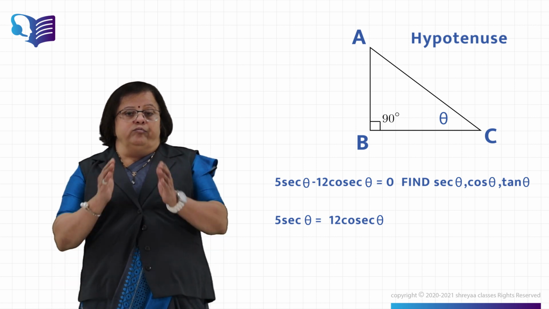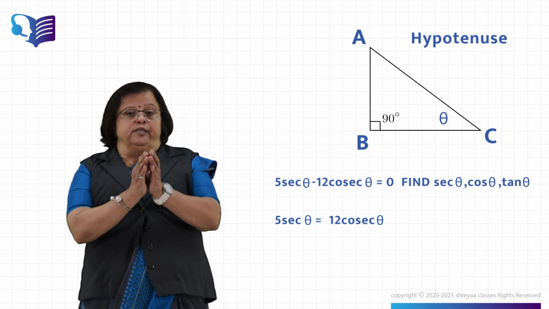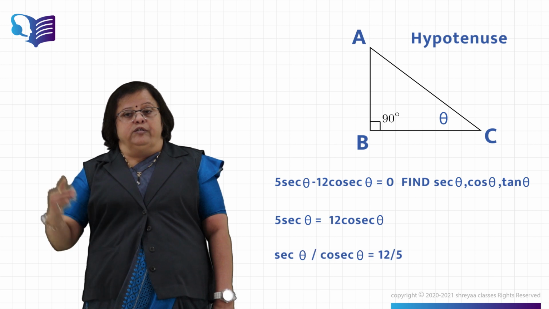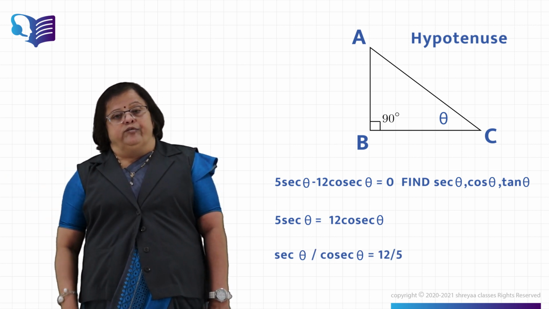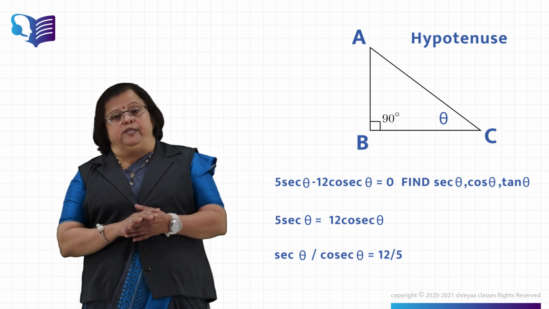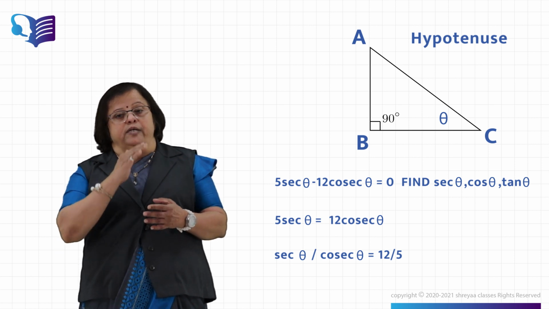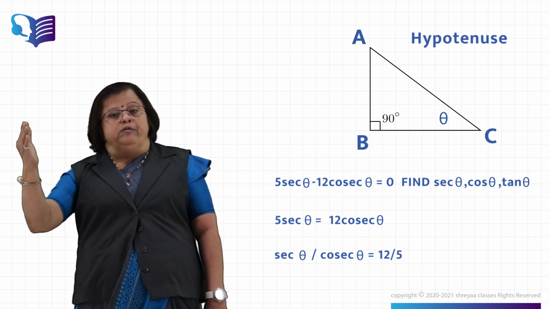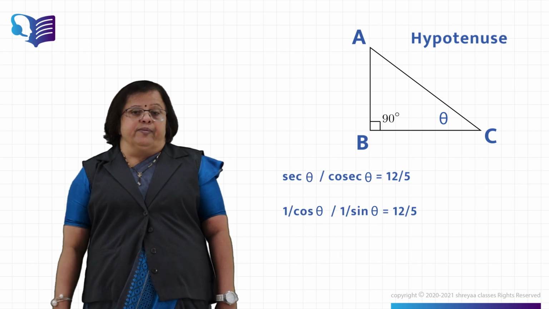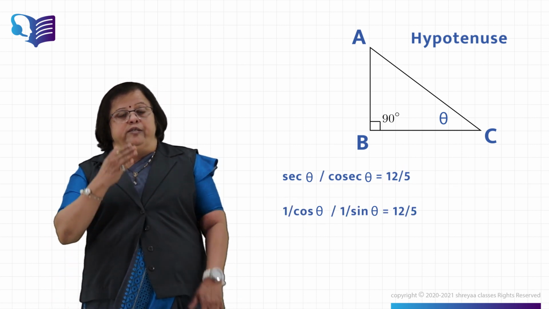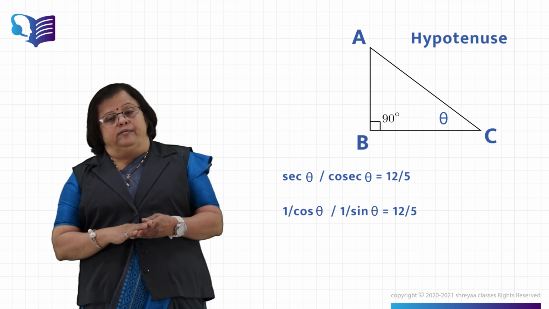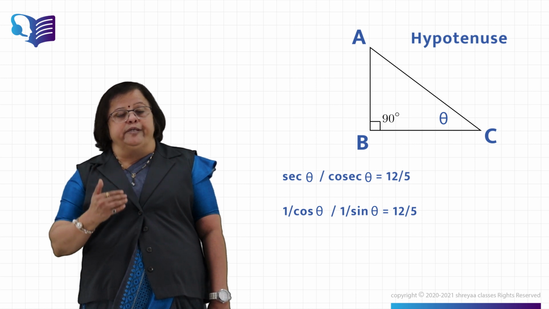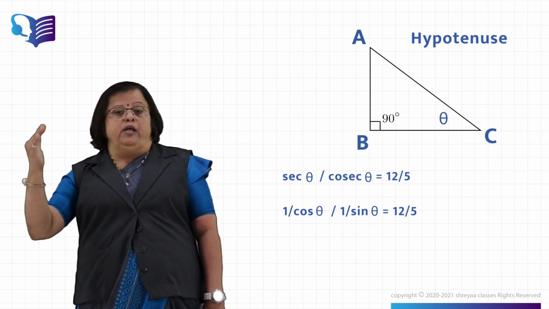So now on the left hand side sec theta will keep as it is, and from the right side we take cosec theta, so it will come in the denominator. So sec theta upon cosec theta is equal to, on the right hand side, 12 upon 5. Then what is sec theta? It is 1 upon cos theta. Upon, what is cosec theta? It is 1 upon sin theta. Is equal to 12 upon 5.